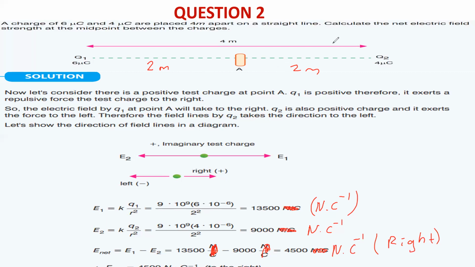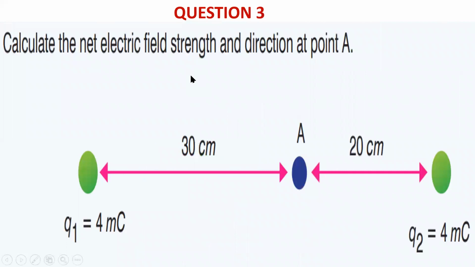Let's continue with the next question, last question for today. Let's clear all. Let's go to the next question and see what they ask now. Okay, similar question, but with a different unit of distance. They said calculate the net electric field and direction. Because in the other question they didn't ask for direction, but we just explained how we get direction. Now they're asking for direction also. So what are we going to do? Let's work on this question first, and then we can see our solution.